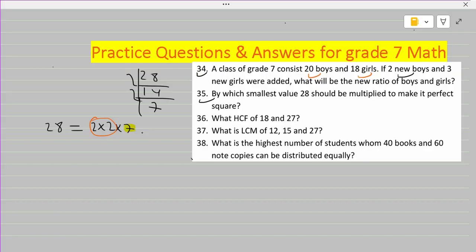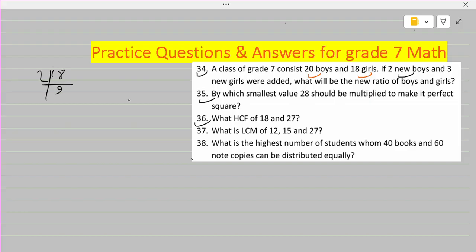So you should give the same answer. Now number 36. It says here, what is the HCF of 18 and 27? Very easy numbers here, is it? So to get the answer done, what you have to do here, let's factorize these two first, and let's get the HCF found, right?